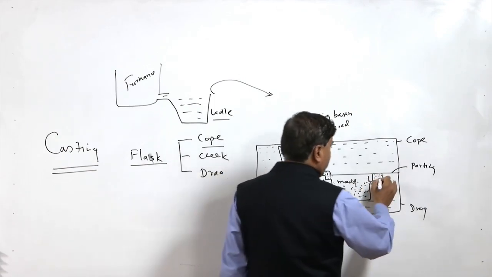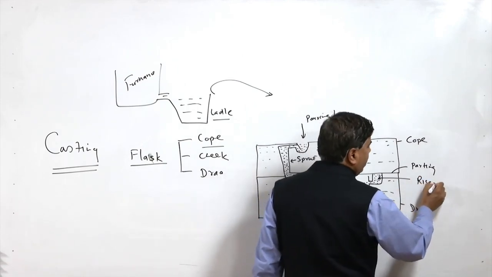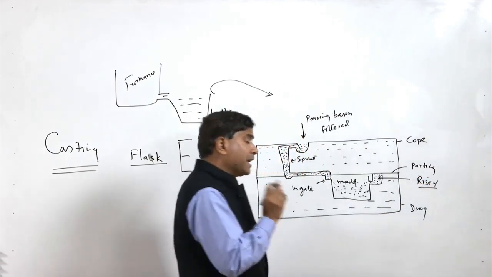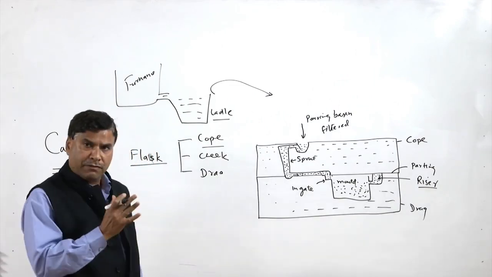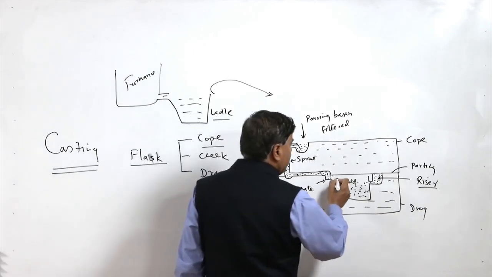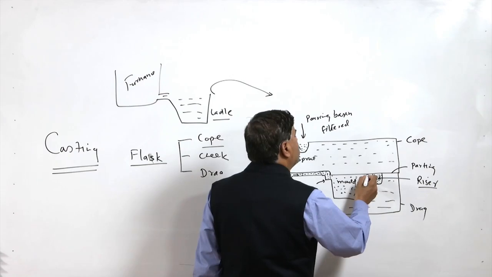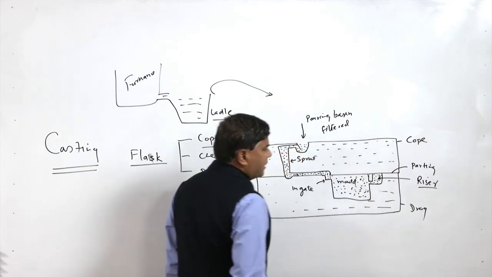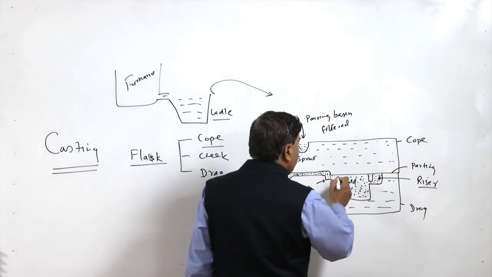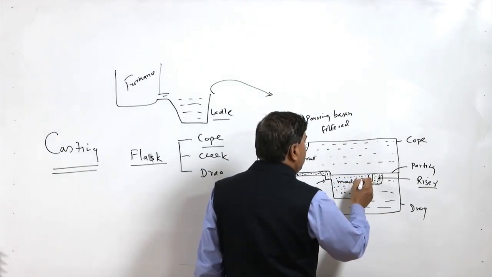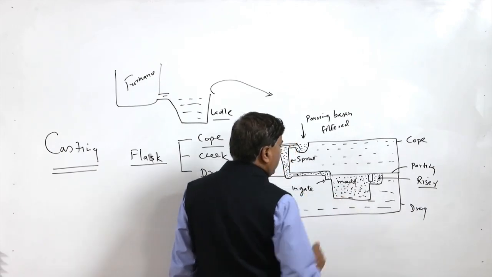So, this riser supplies the molten metal at the time when shrinkage of the metal on transformation from the liquid state to the solid state takes place. Basically, the role of the riser is to supply the liquid metal to the mold when this shrinkage due to liquid to solid state transformation occurs.